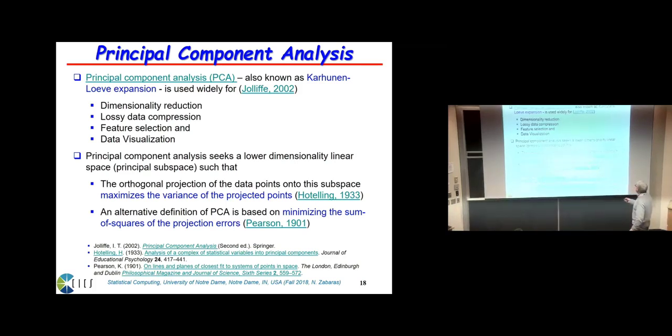So interpretation 1 says you project the data points from high dimensions to a low-dimensional subspace to maximize the variance of the projected points. So let's say you project everything on a line, in 1 dimension. You do it in a way that maximizes the variance of the projected points. I want you to remember this, okay? That's one of the approaches. And the other one is you do these projections to minimize the sum of squares of the projection errors.